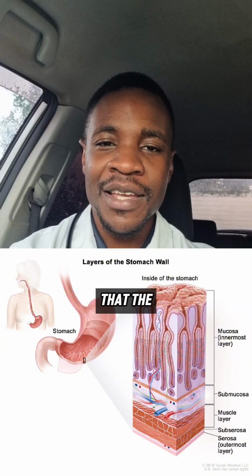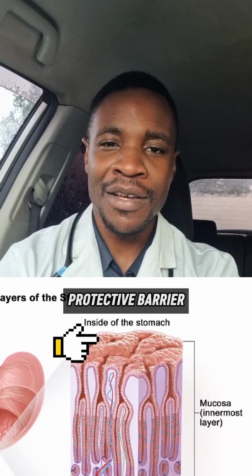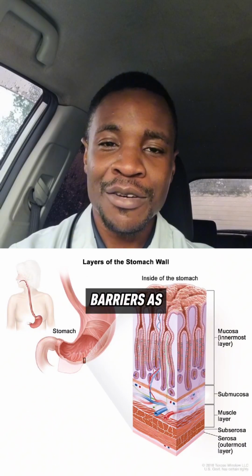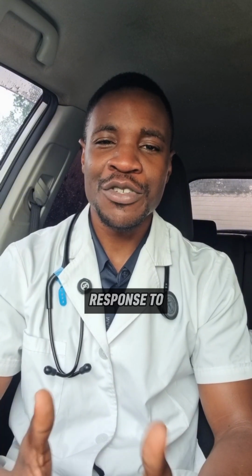One of them is that the inner lining of the stomach is made in such a way that it has a protective barrier. Think of these protective barriers as EC1 and EE2. Don't ask me what they mean, but just think of them as a protective barrier. The last principle is that of inflammation. Think of inflammation as the body's response to injury.